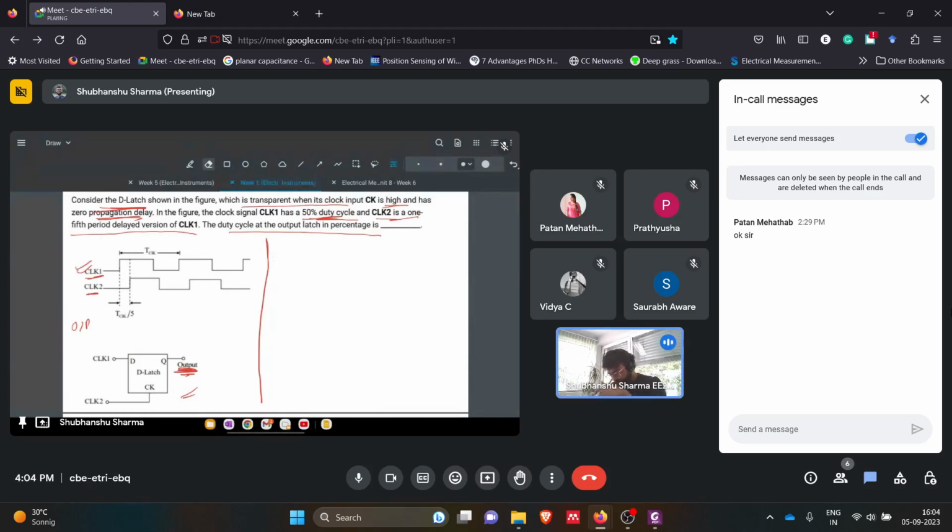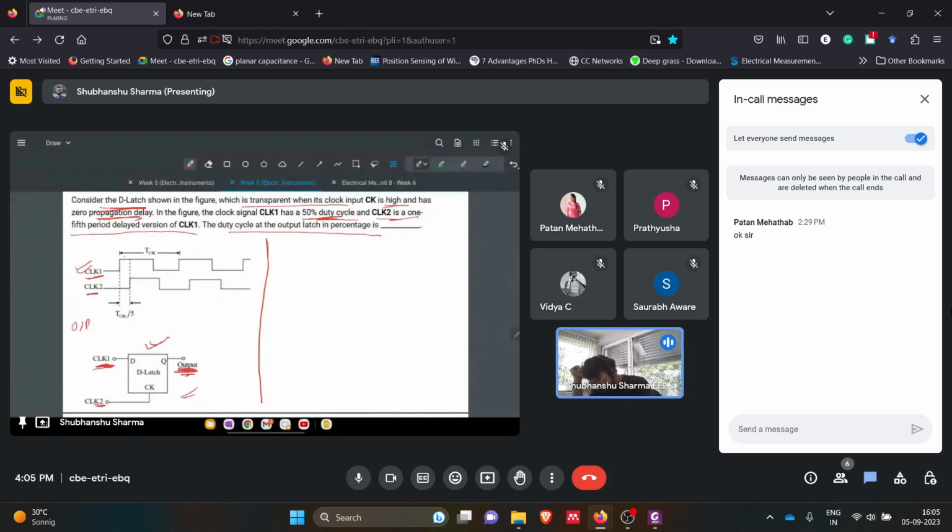So if we talk about the output, the output will work only when the clock is active. And second, when clock 2 is active, then it will be active, and only with clock 1 high will it hold that and give it as output.